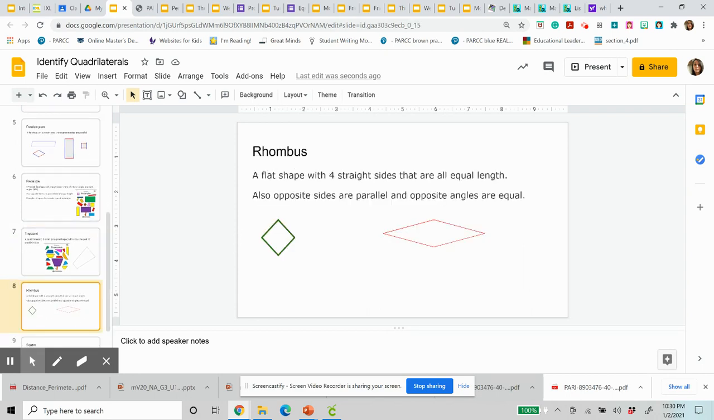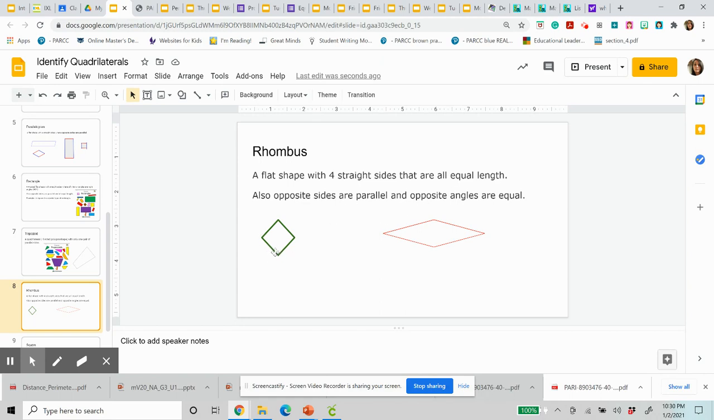A rhombus. So a rhombus is a flat shape, right? With four sides that have equal length. Also, the opposite sides are parallel. Okay. So all sides are equal length. So that's the difference. So see, 1, 2, 3, 4. Those are all the same size, right?